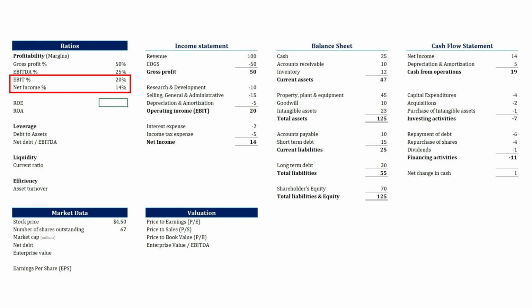As you can see, the EBIT and net income margins are quite high, so we are in front of a good company. To calculate the return on equity, we take the net income and divide it by the shareholders' equity. And to calculate the return on assets, we take the net income and divide it by total assets. Okay, so we have both numbers, 19% and 11%, which means that we are in front of a good company. Great, let's continue with the next ratios.